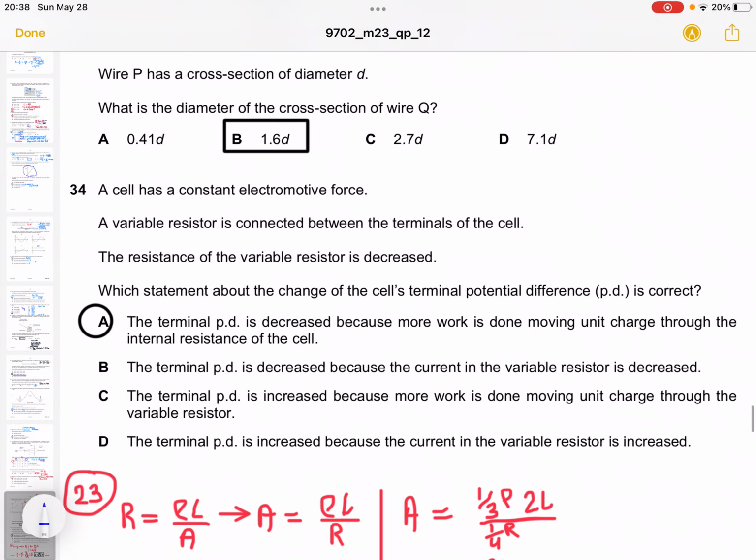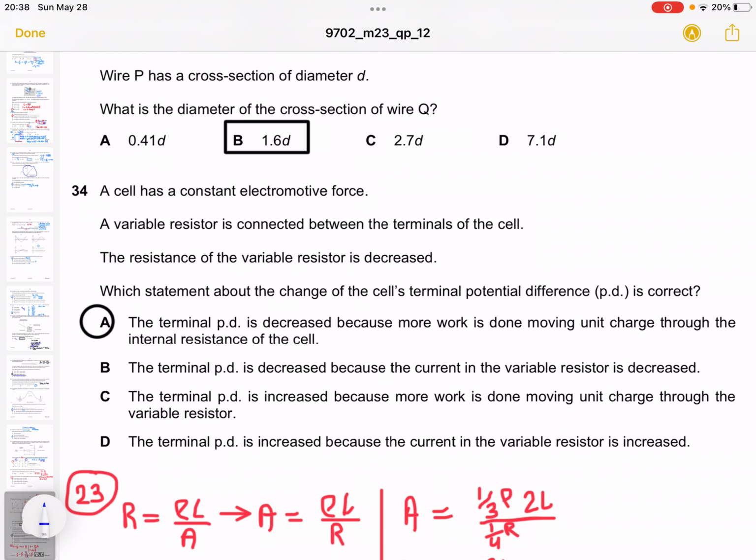Question number 34 says that a cell has a constant electromotive force. Which statement about the change of the cell's terminal potential difference is correct? As the resistance is decreased, the terminal potential difference decreases, because more work is done in moving unit charge through the internal resistance. So A is the appropriate answer. B says that the terminal potential difference is decreased because the current in the variable resistor is decreased. No, as the resistance decreases, the current would increase. That's incorrect. In C and D, it says the terminal potential difference is increased, so that's also incorrect.